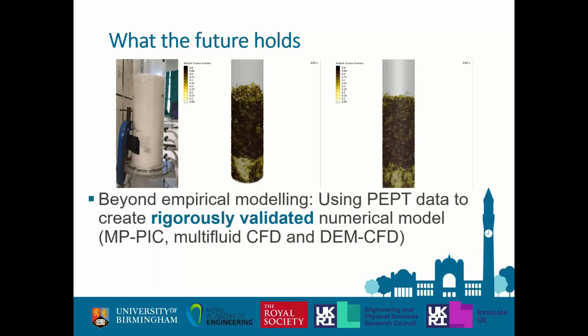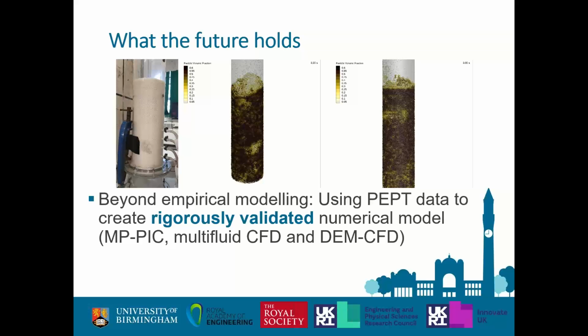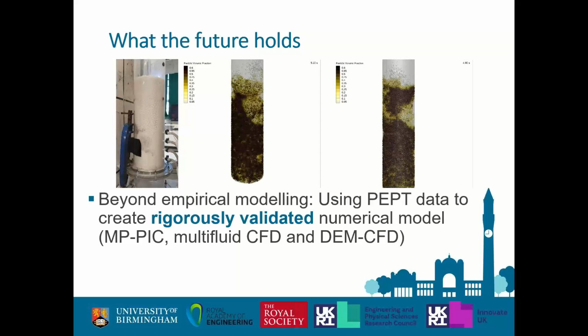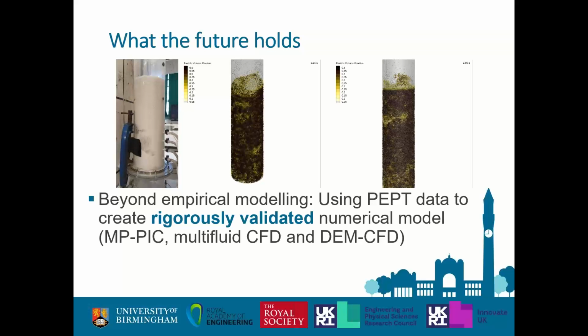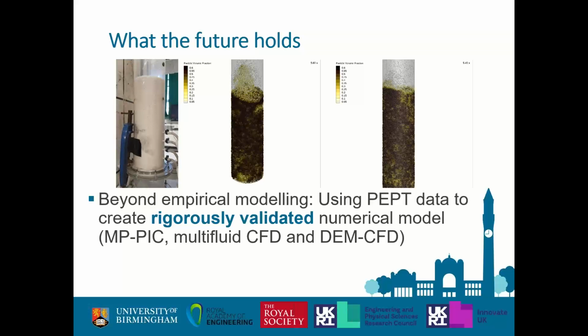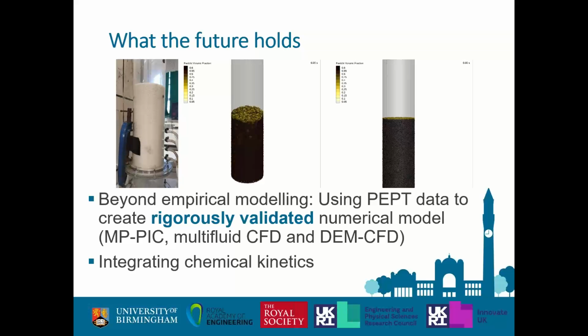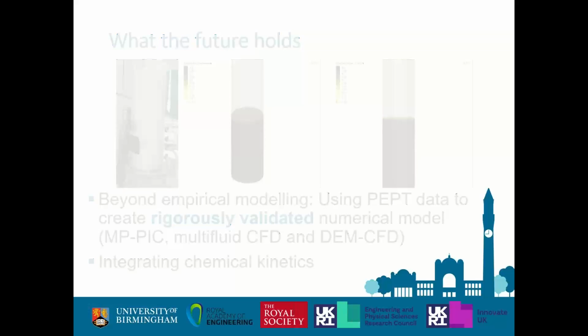And finally, we're going beyond empirical modeling. So we've proved rather emphatically that the empirical models that we as chemical engineers are rather comfortable using with these systems are simply not doing the job in these real commercial cases. So instead, we're going to move to numerical models, so computer simulations, which we can vigorously validate using PEPT data, and then ultimately also integrate the chemical kinetics so that we can model the whole process from start to finish.